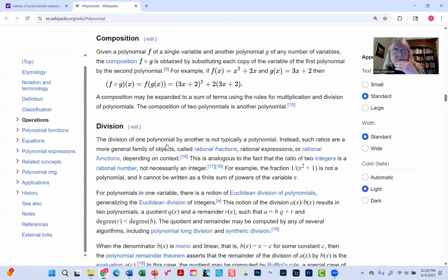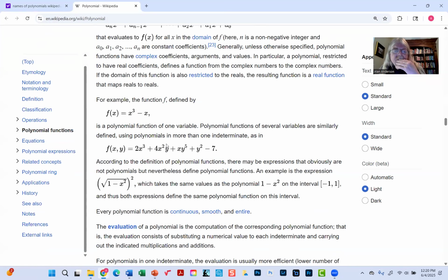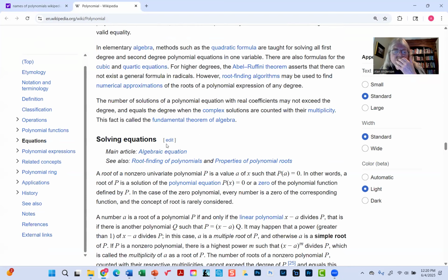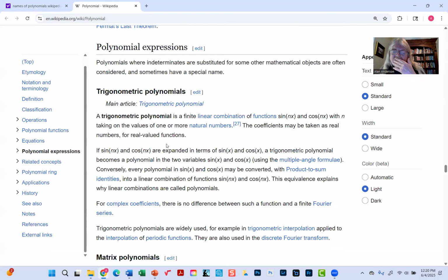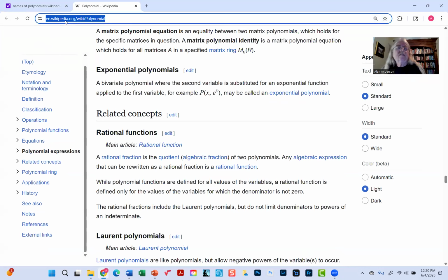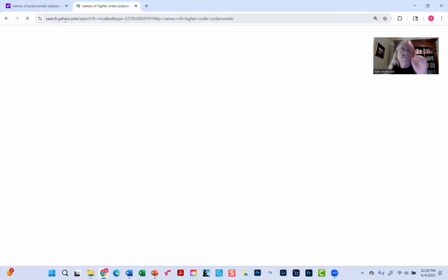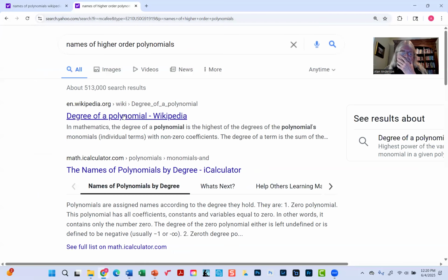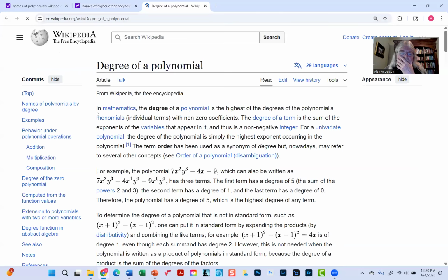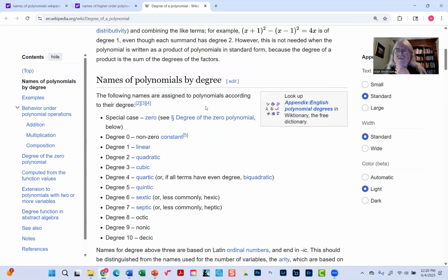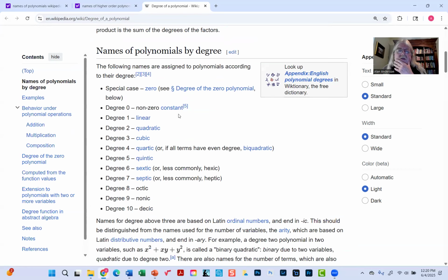Maybe not this one. All right, let's try that again. Here we go. This is what I was looking for. I guess I just chose the wrong search terms. So zero, linear, quadratic, cubic. Here we go. This is what I was thinking of.